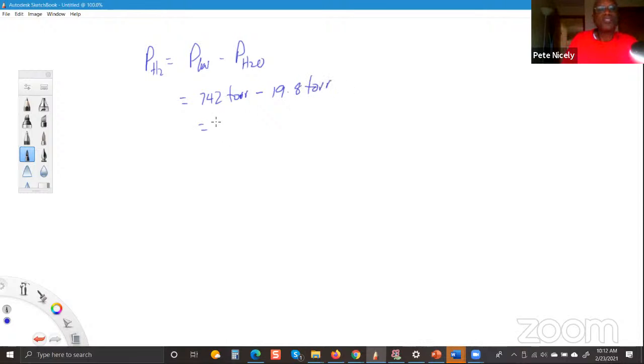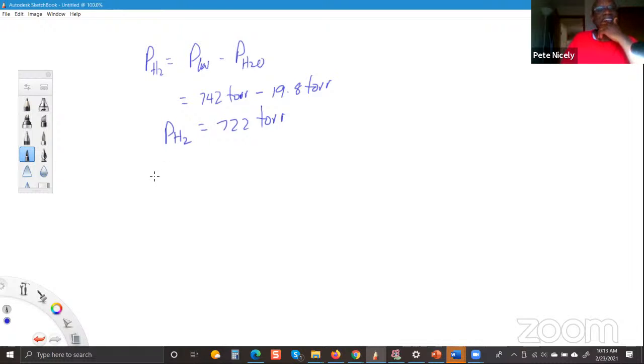All right. So when I did that calculation, let me do it now actually. 742 minus 19.8, according to my calculations, this works out to be equal to 722 torr. All right. So that's the pressure of the hydrogen in that gaseous mixture. All right. Now the question gives you 1.50 grams of aluminum.